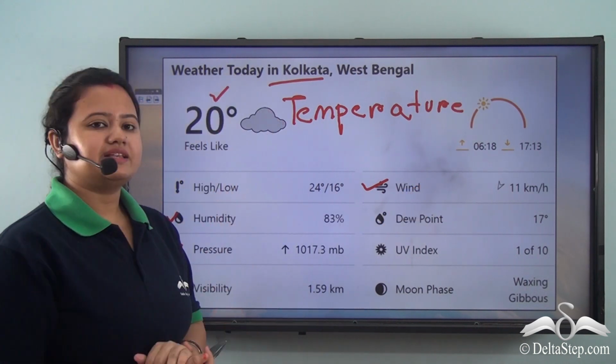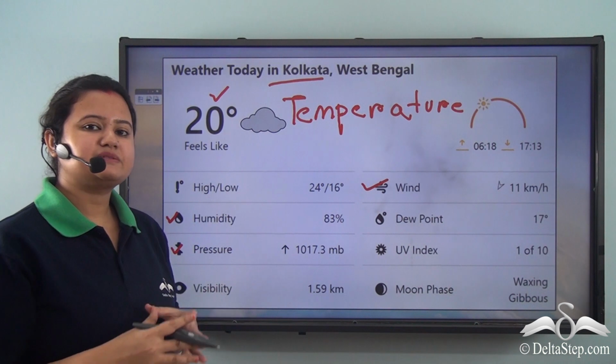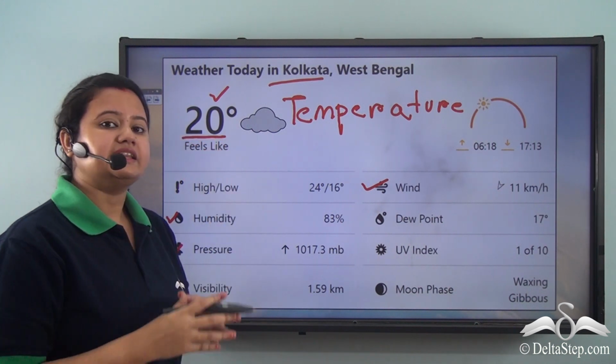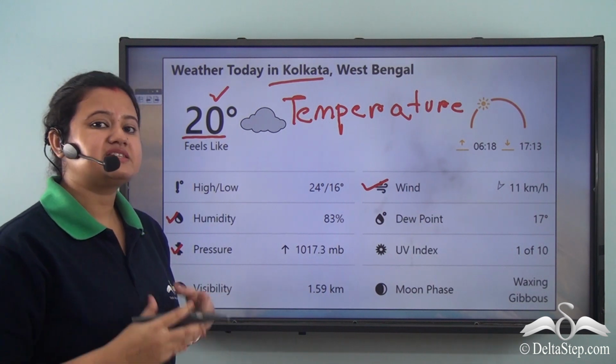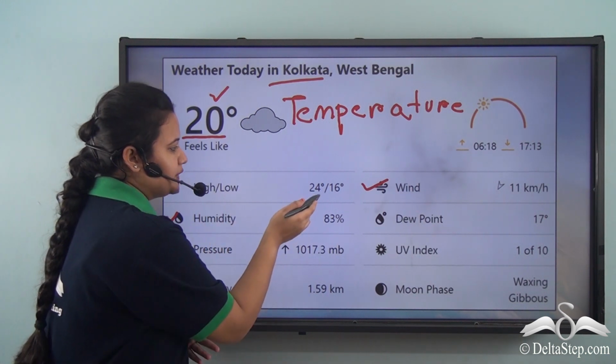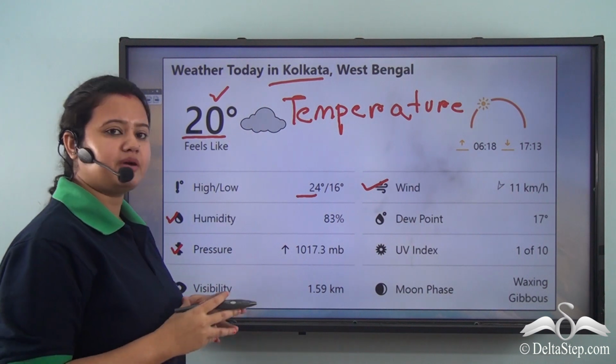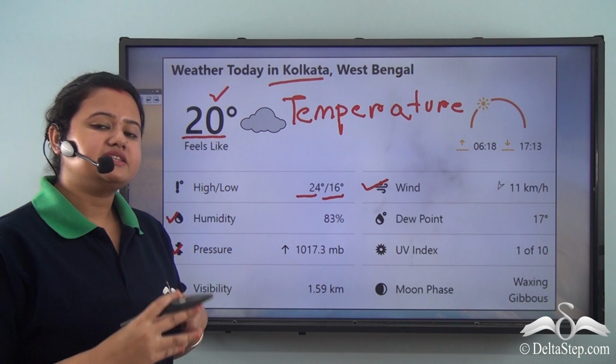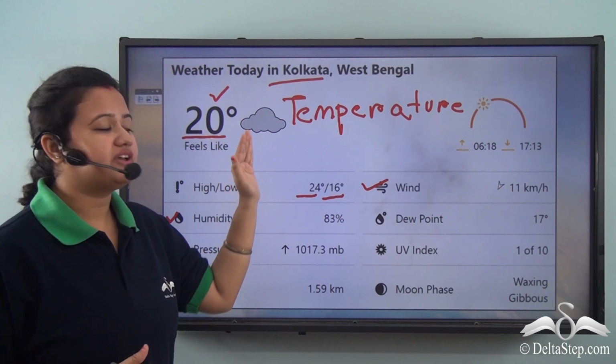Now here we can see that the temperature experienced by this place is 20 degrees Celsius, and this place will experience a maximum temperature of 24 degrees Celsius and a minimum temperature of 16 degrees Celsius. Now let us see what is meant by atmospheric temperature.